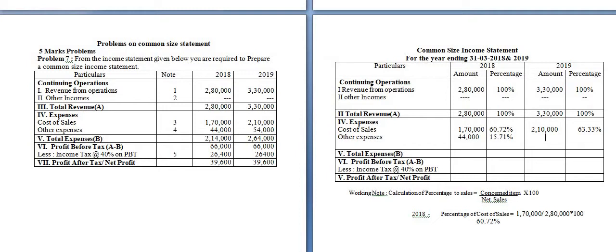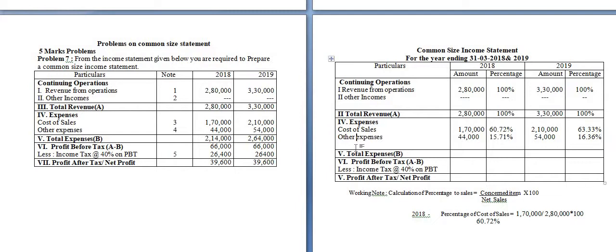After other expenses, for 2018-2019 the expenses are 54,000. So right here 54,000. What is the percentage? 54,000 divided by 3,30,000 into 100 is equal to 16.36 percentage. Okay.